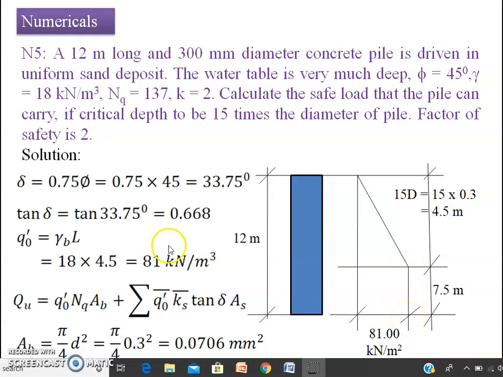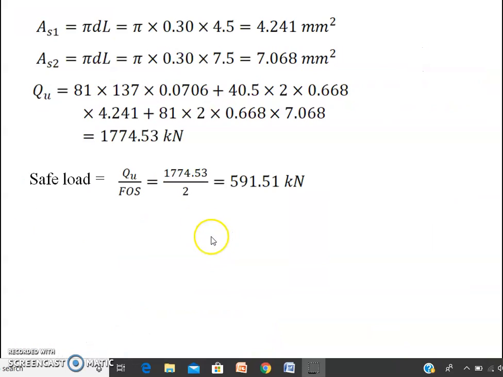After the depth 4.5, it will not increase, it will remain constant up to the depth 7.5 meter. That's why QU equals Q naught dash NQ into AB plus summation of Q naught dash bar Ks bar tan delta into AS. Here AB, area under the bearing, since it's a circular pile, will be pi by 4 into D square, pi by 4 into 0.3 square, which works out to 0.0706 meter square. Now AS1, the surface area up to the linear distribution, the critical depth, equals pi into D into L, which equals pi into 0.3 into 4.5, and works out to 4.241 meter square.